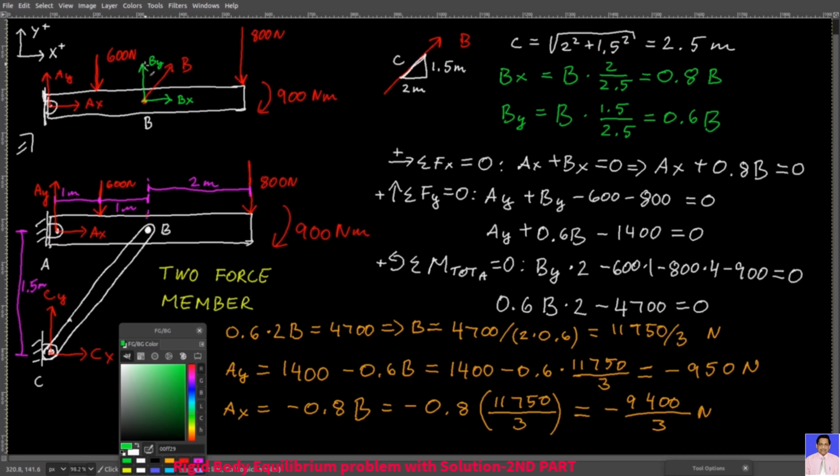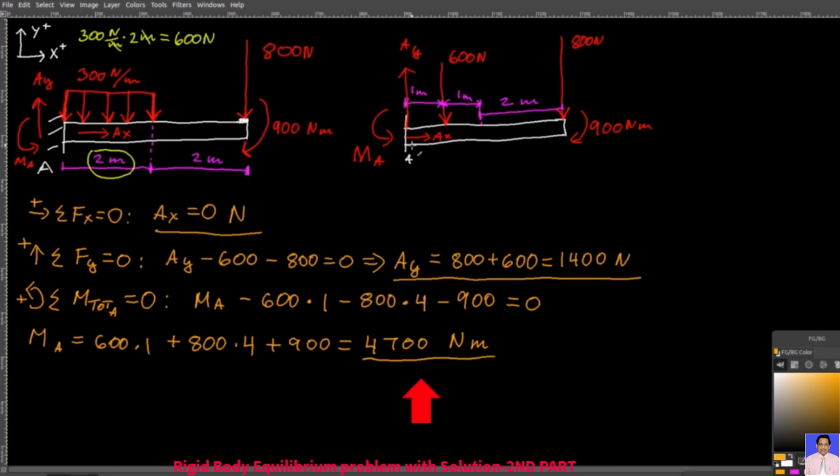Also, since By is the only force that creates a counterclockwise moment about point A, it will be By times 2, or 0.6 times B times 2, which is 4,700 Newton meters counterclockwise. And as you can see, in the previous case, with a fixed support and without this BC rod, the reaction moment, MA, was also 4,700 Newton meters counterclockwise.